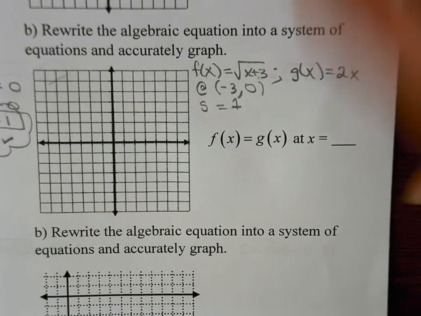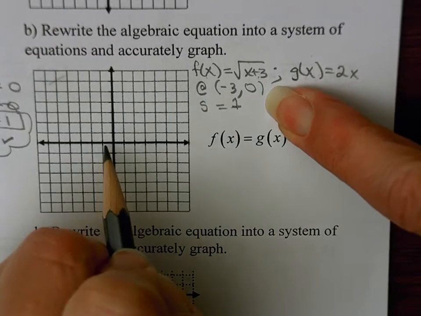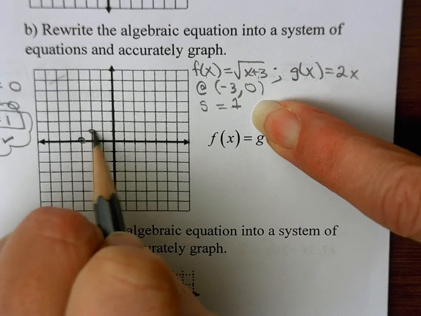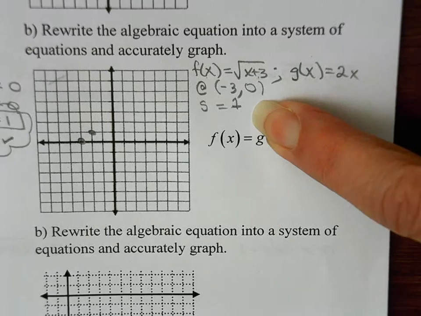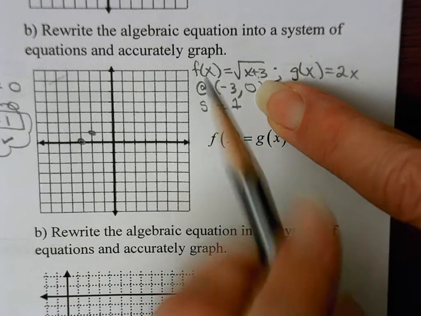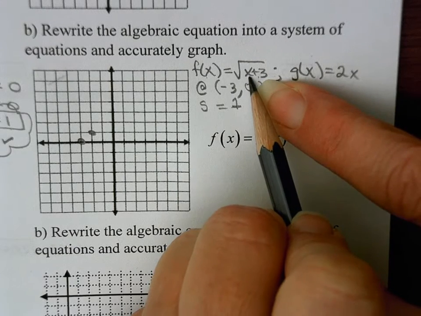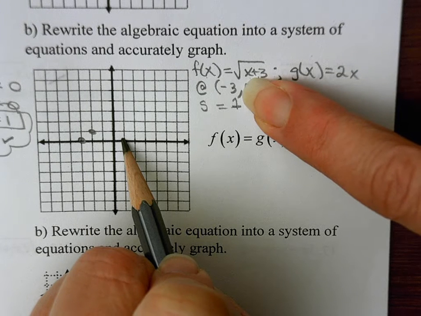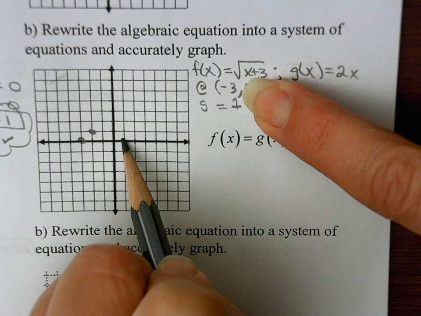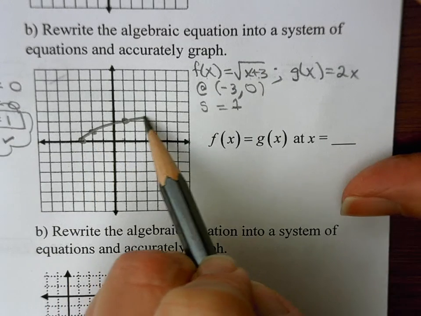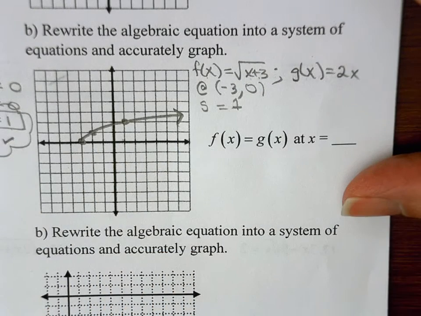Okay, let's go ahead and graph this. So my start is at negative 3, 0. And then my stretch is 1, so up 1 over 1. And then I want to make sure I have a little bit more accurate graph, so I'm going to go ahead and let x equal 1 also. If x were 1, then that would be the square root of 1 plus 3, and 1 plus 3 is 4, so the square root of 4 is 2. And then now I'm going to go ahead and connect, and that gives me that graph there.